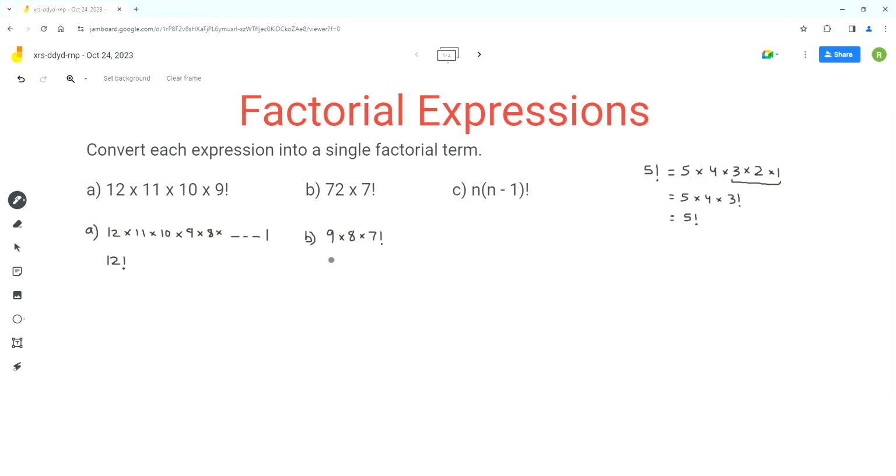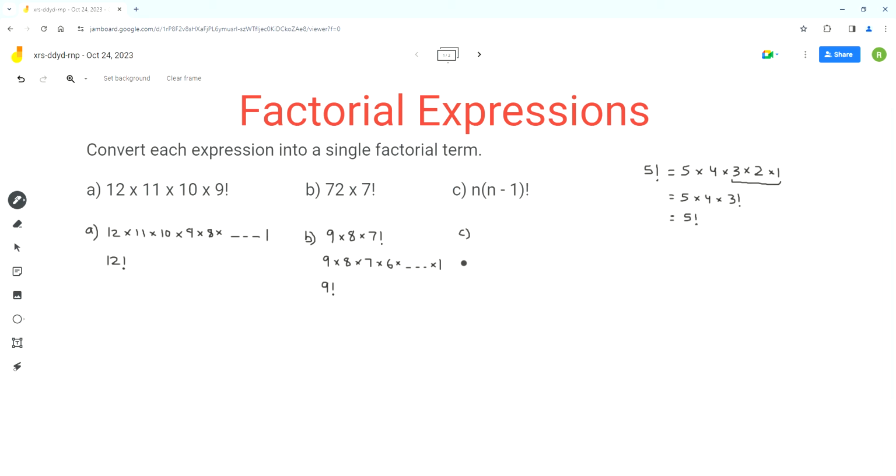which can be expanded to 9 times 8 times 7 times 6 times all the way to 1. This is a multiplication of all whole numbers from 1 to 9. So we can rewrite this as 9 factorial. So now we can analyze part C.